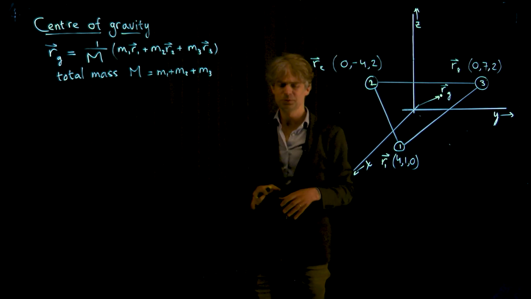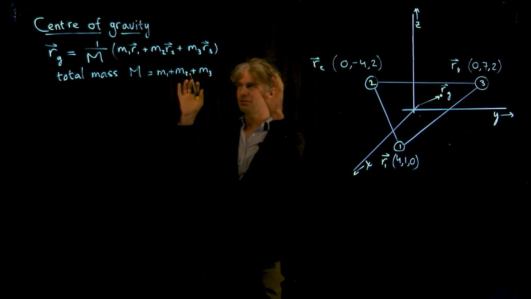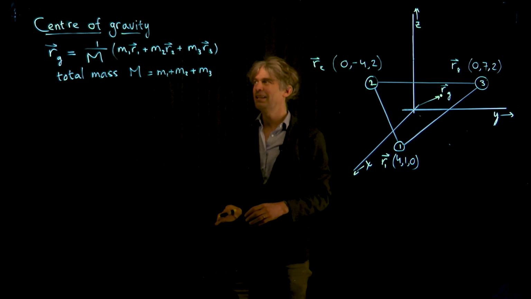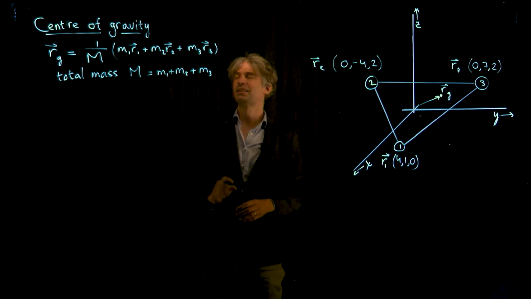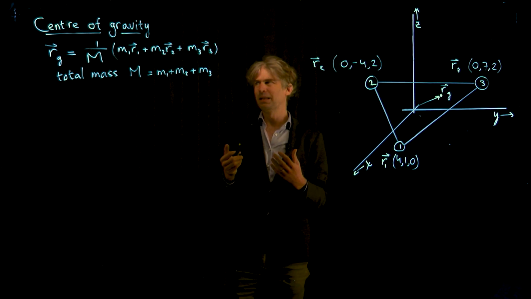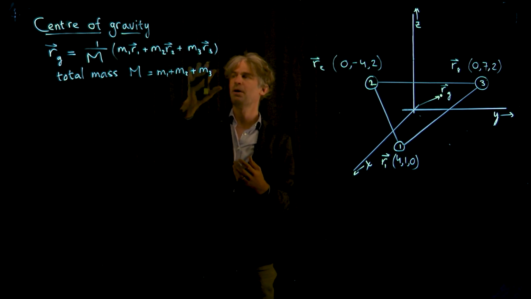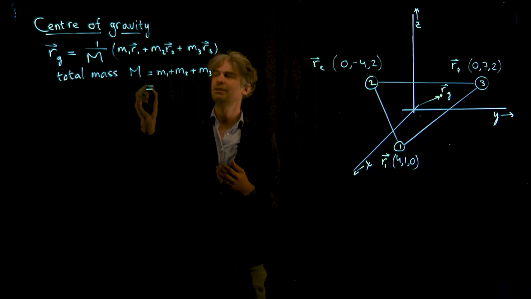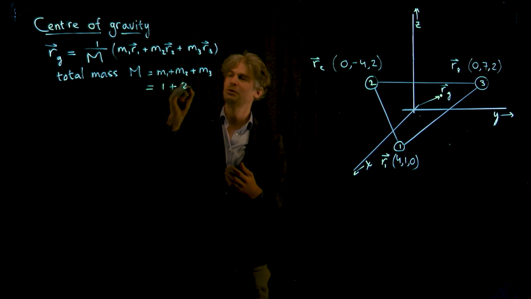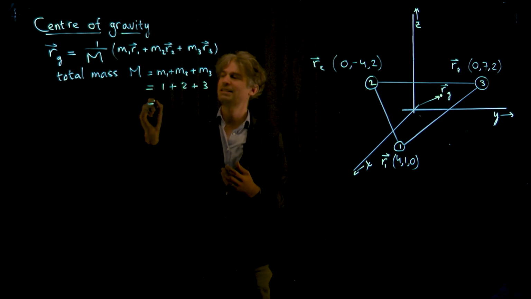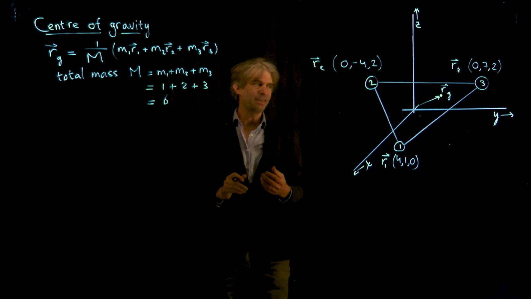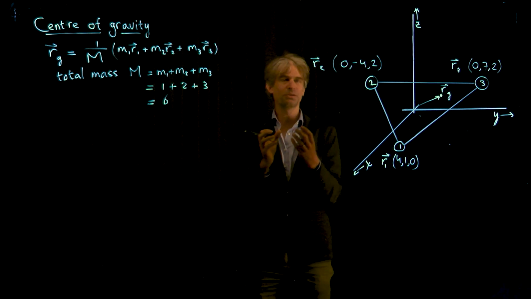Now the formula to compute the center of gravity I just put here on the screen. Let's try to understand this a little bit. First of all, there's a capital M here. The capital M is just the sum of all the masses. So in this case, that's 1 plus 2 plus 3. It's 6.